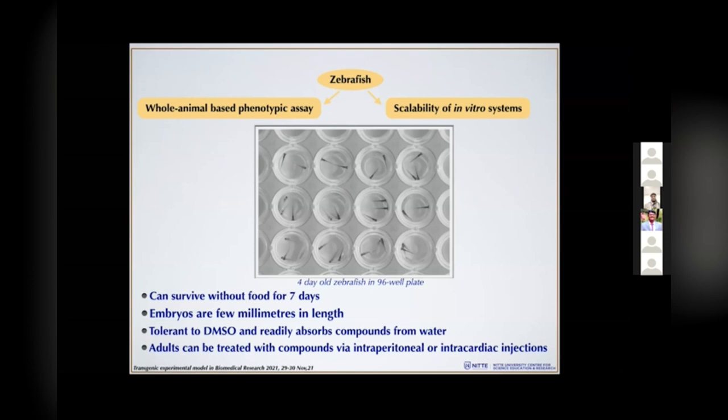Now, what are the advantages? As I mentioned, they can survive without food for 7 days. They're just a few millimeters, so you can just put them very easily. The best part is they're tolerant to DMSO. So almost all the formulations, whatever the extracts or compounds that you deal with, generally dissolve in DMSO. So with zebrafish, DMSO doesn't have any adverse effects on the zebrafish development.